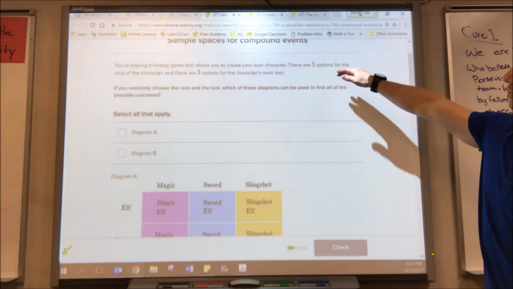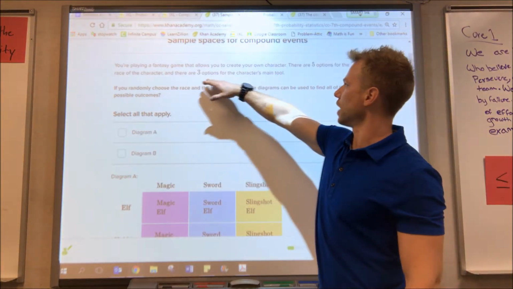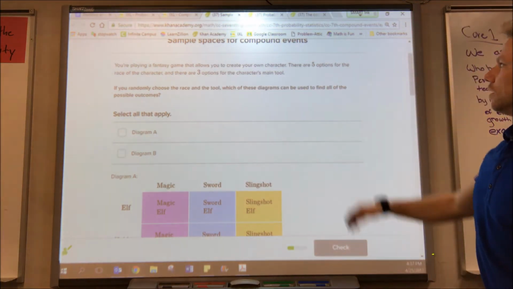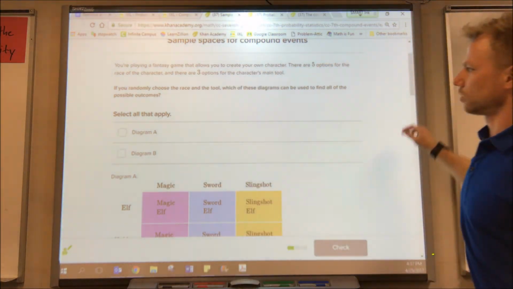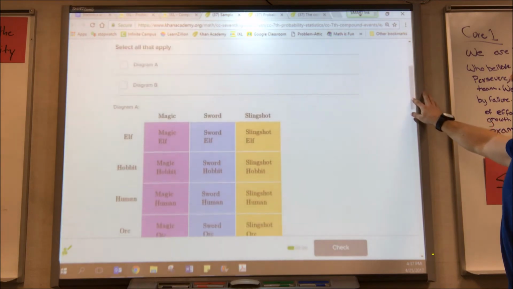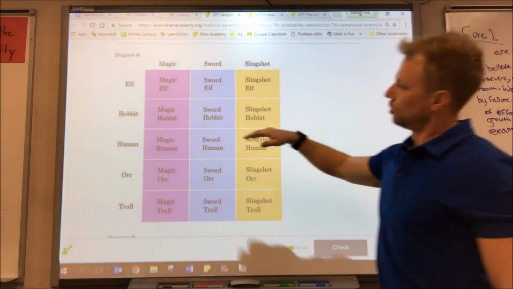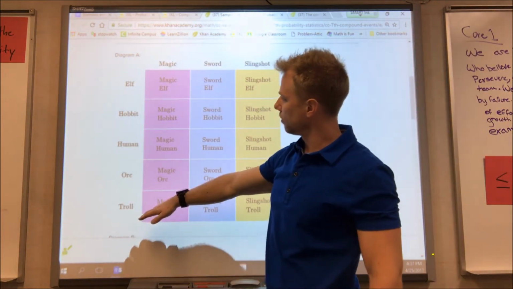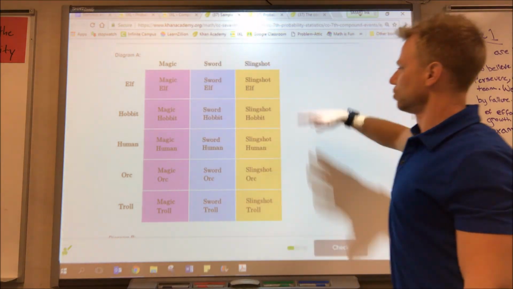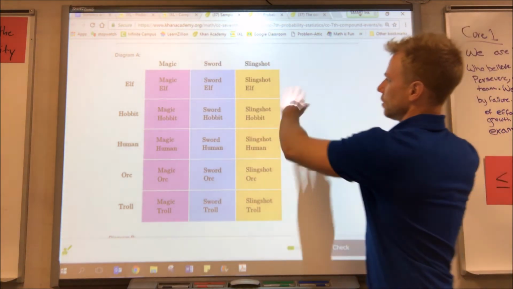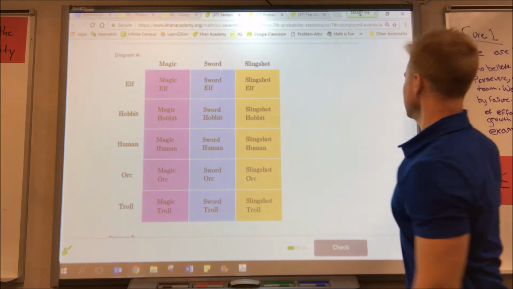Okay, here we have 5 options for the race of the character and 3 options for the main tool. 5 times 3 is 15, so we're looking at 15 different combinations. So we have 5 different races, 3 different tools, that makes 15. 3, 6, 9, 12, 15.